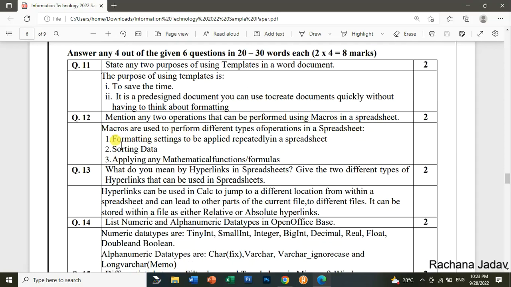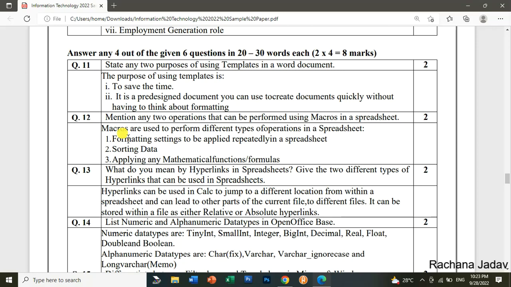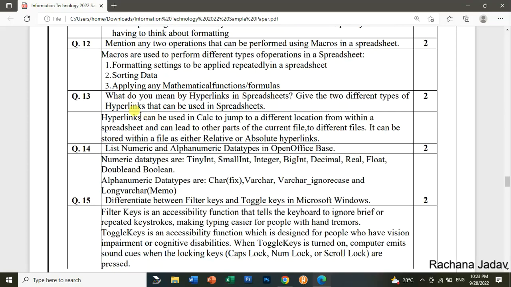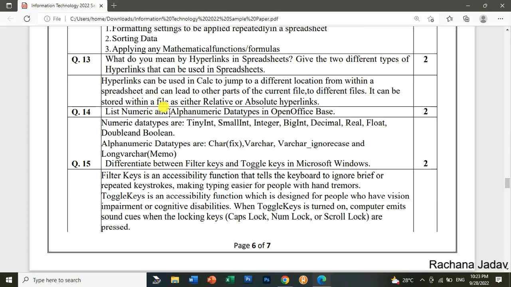You can also take the screenshot while seeing the video. आप screenshot ले सकते हो and afterwards you can just study it from there. Macros के बारे में. Next, what do you mean by hyperlink in spreadsheet? Give the 2 different types of hyperlink. Everyone knows that absolute and relative, and you please write the example.